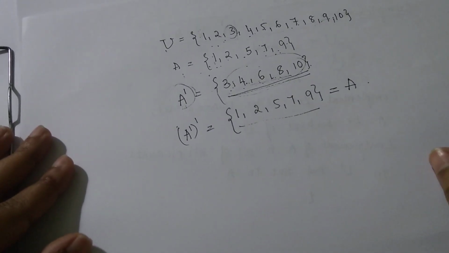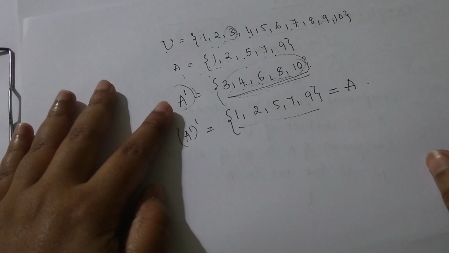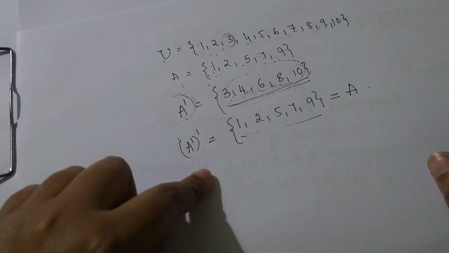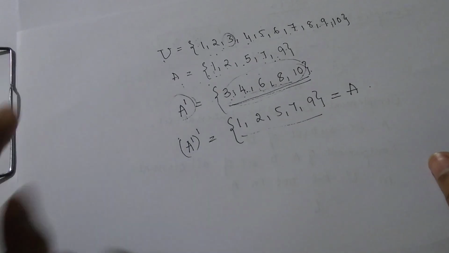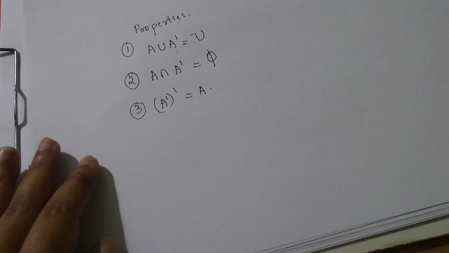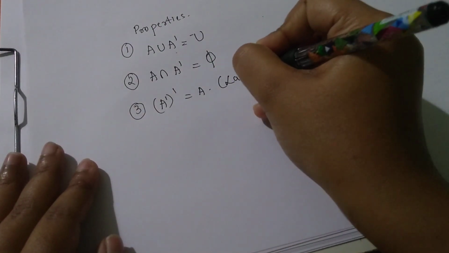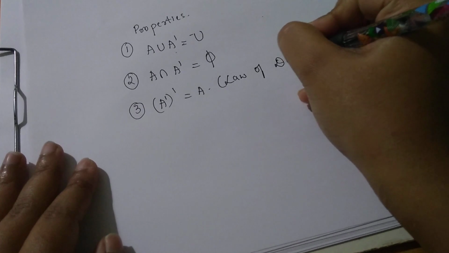Again A itself. So first you take the complement, U minus A, and when you complement it again, you will get the same set A itself. So this is known as what? Law of double complement.